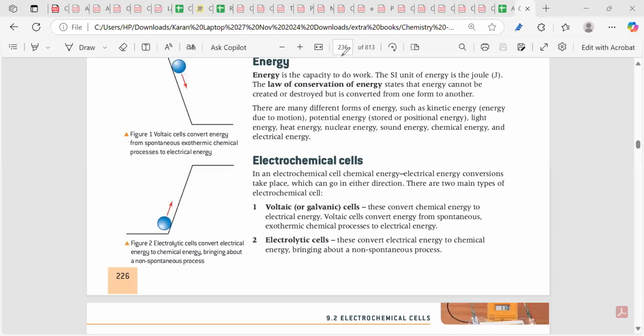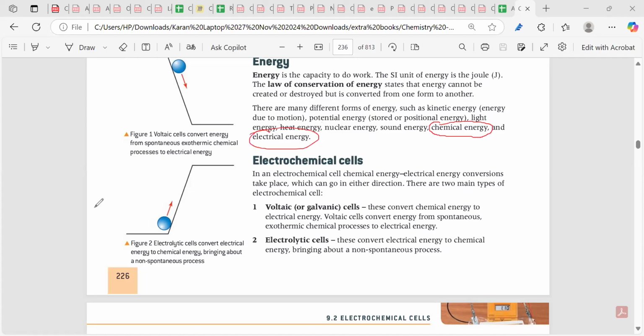So what are the different forms of energy? They are kinetic energy, potential energy, light energy, solar energy, heat energy, nuclear energy, sound energy, chemical energy, and electrical energy. There are many forms of energy, right? Now, in this chapter, we'll be mainly concentrating on these two energies: chemical energy and electrical energy.